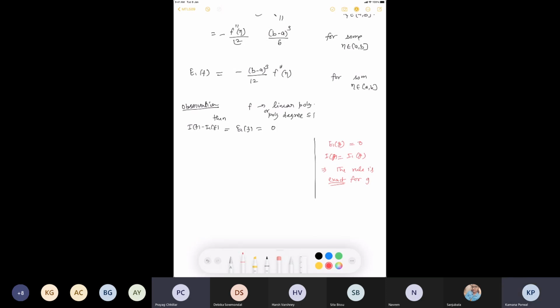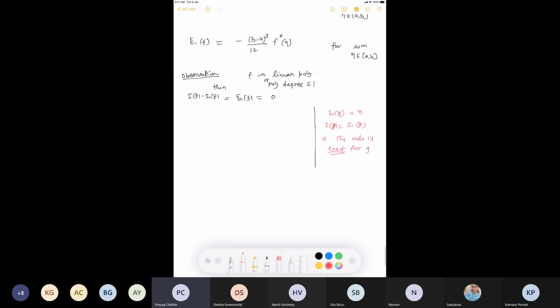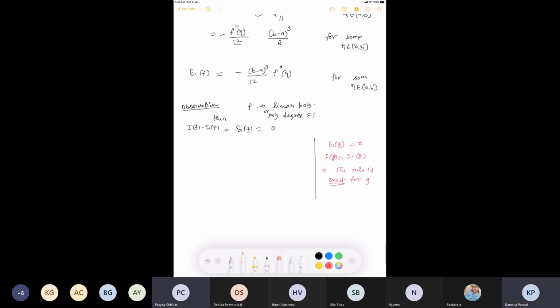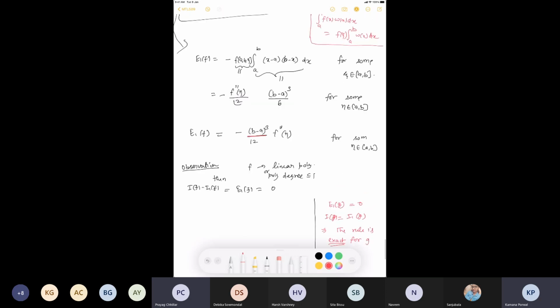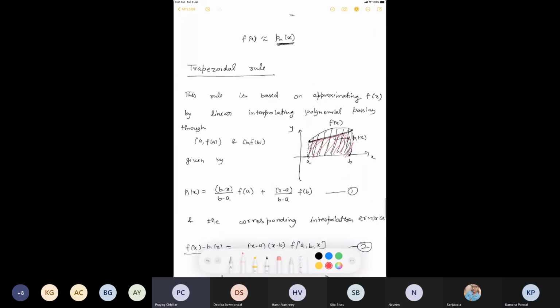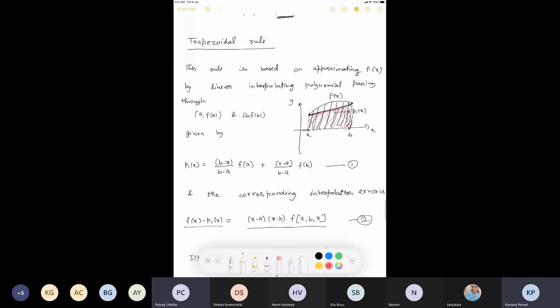Okay, so in this case, we can observe that the trapezoidal rule is exact for polynomials of degree less than or equal to 1. Now if you see this formula, the error depends on b minus a, which is the length of the interval. You can observe from the picture, the bigger the interval is, the larger the error you are going to commit, because f can be any arbitrary function and you're approximating it by a linear polynomial. There's no way that the linear polynomial is going to approximate it well in the whole domain.